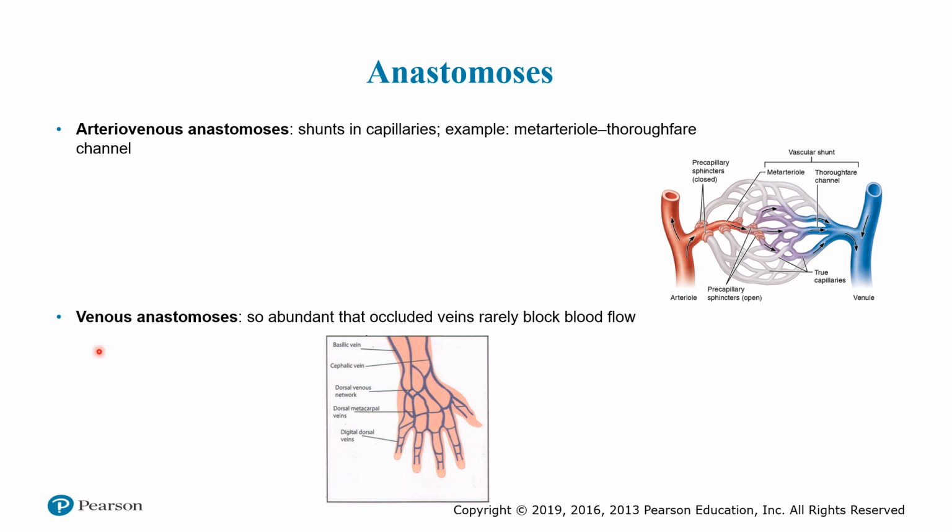Then anastomoses are more common in the veins compared to the arteries. So this is a diagram of a hand, and this is how the veins anastomose with one another. So this is the end of our anatomy of the blood vessel.